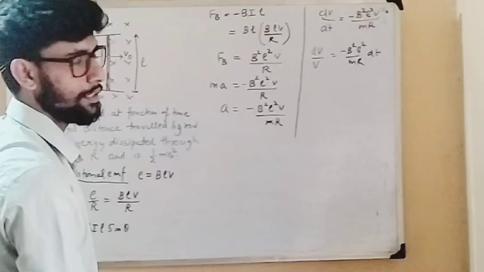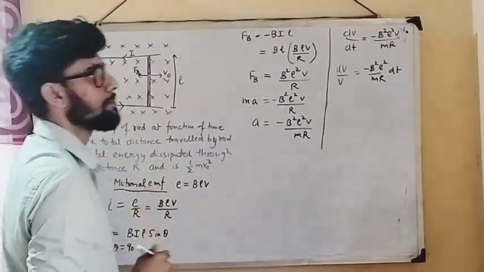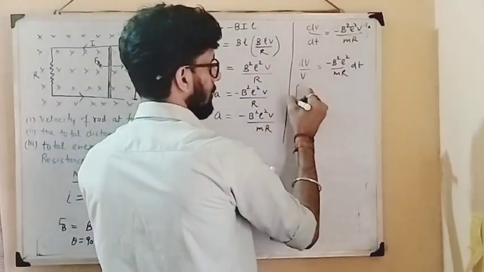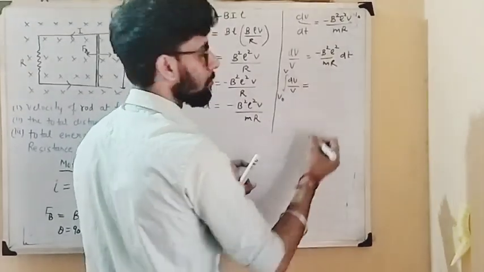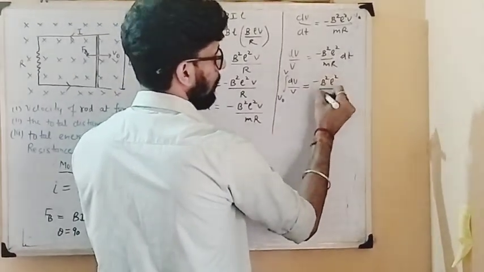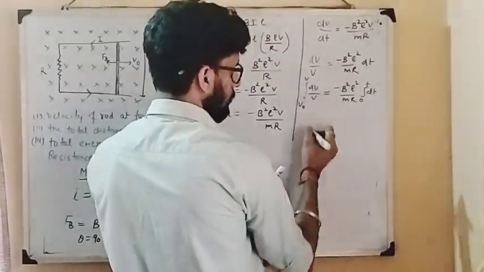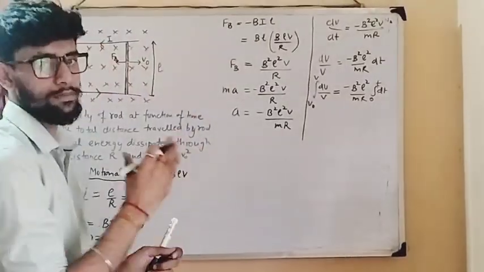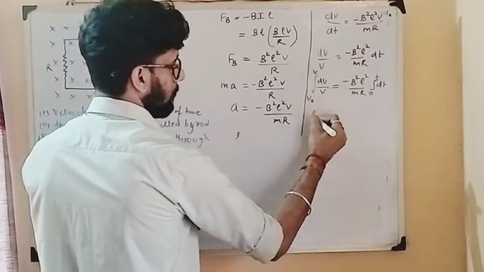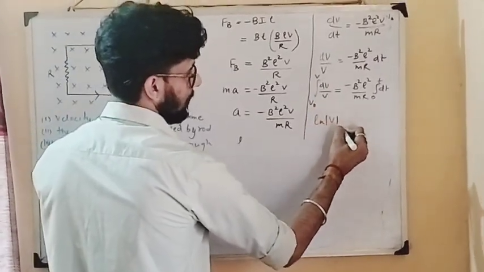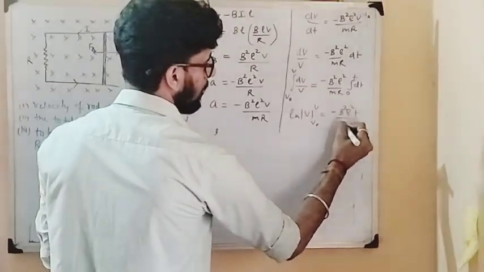Therefore, we can calculate the velocity at some time t as a function of time, as asked. The initial velocity is v naught, so we can integrate both sides: dv upon v, with velocity varying from v naught to some velocity v, is equal to minus B squared L squared upon mR times the integration of dt from time 0 to t. Since we know that the integration of dx by x is the natural log of x, dv upon v integrates to the natural log of v from v naught to v, which is equal to minus B squared L squared t upon mR.